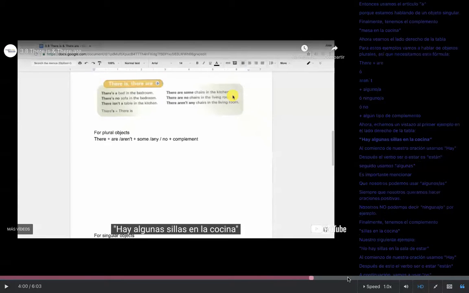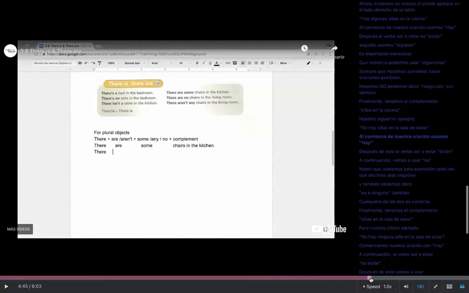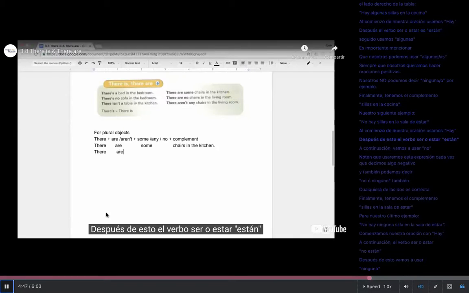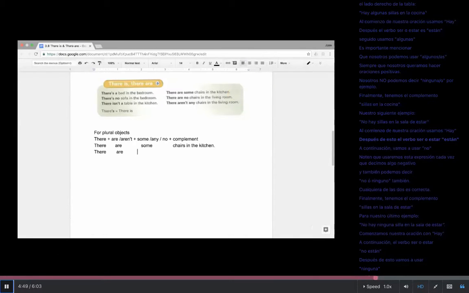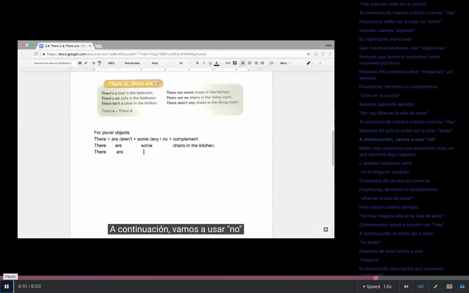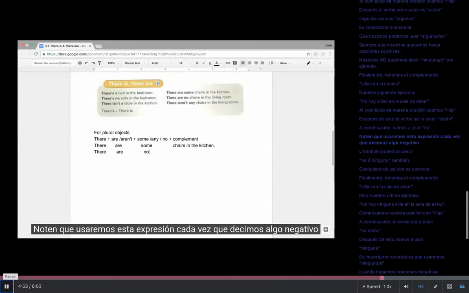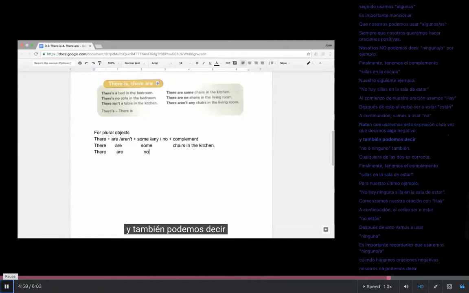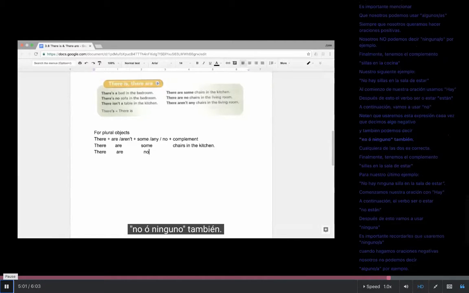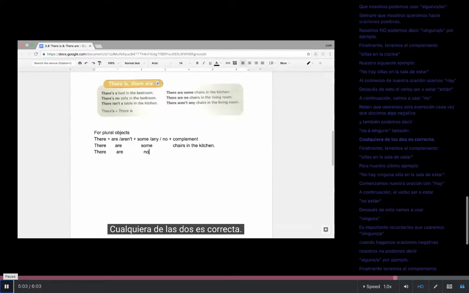Okay. Y lo mismo, the same, for the other examples. Para cuando usamos there are, la misma idea. After that, the verb to be are. Next, we're going to use no. Notice that we will use this expression whenever we're expressing something negative. And you can also say aren't any as well. Either one is correct.